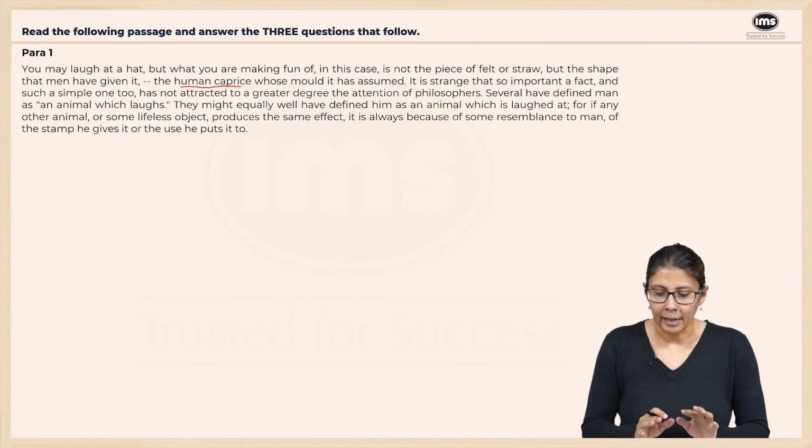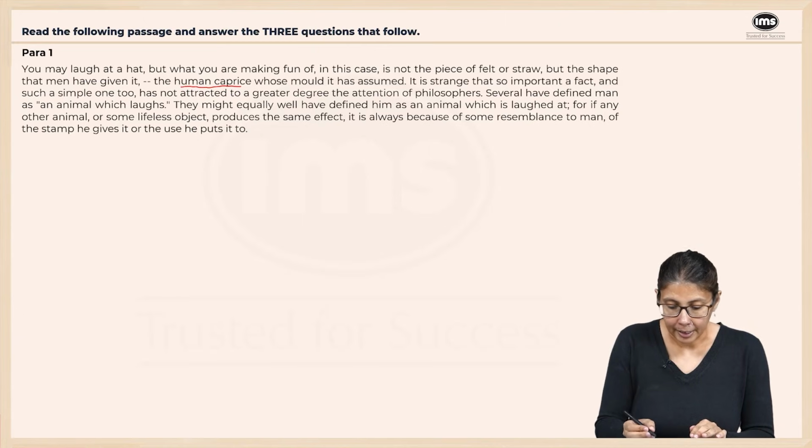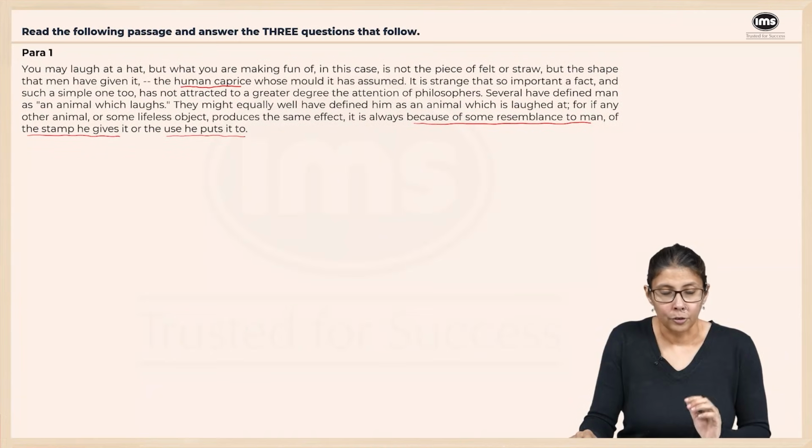So this is what the paragraph is all about, that whenever we find something funny, it is because of some resemblance to man, of the stamp he gives it or the use he puts it to. So in this passage, we are talking about humor or laughter.